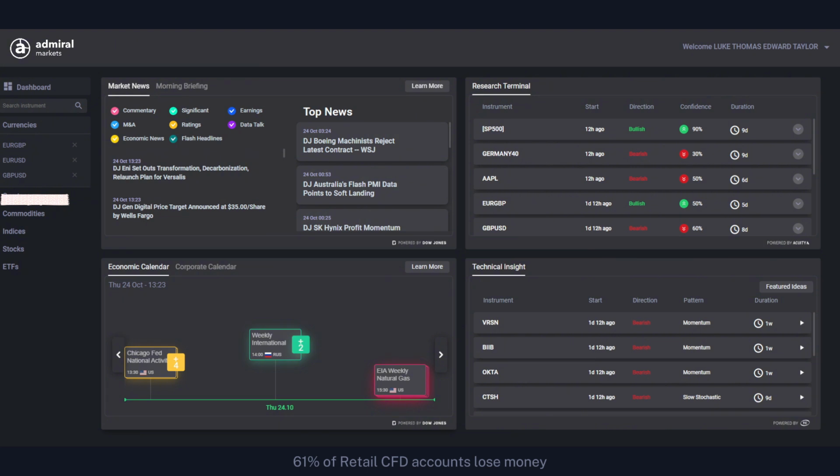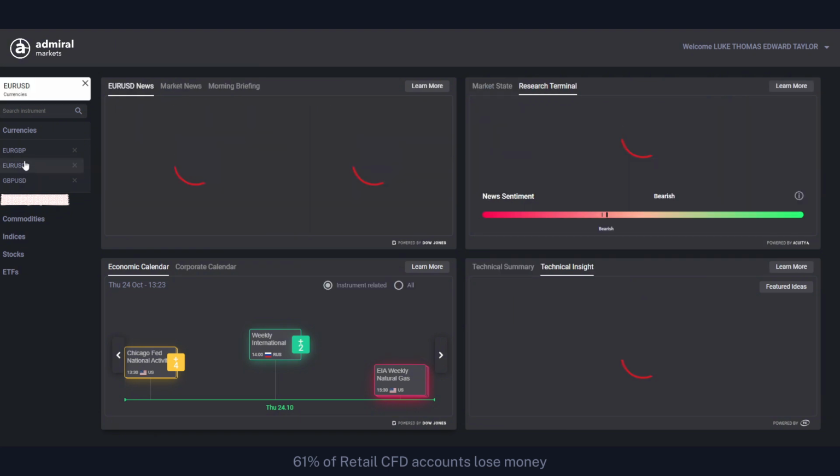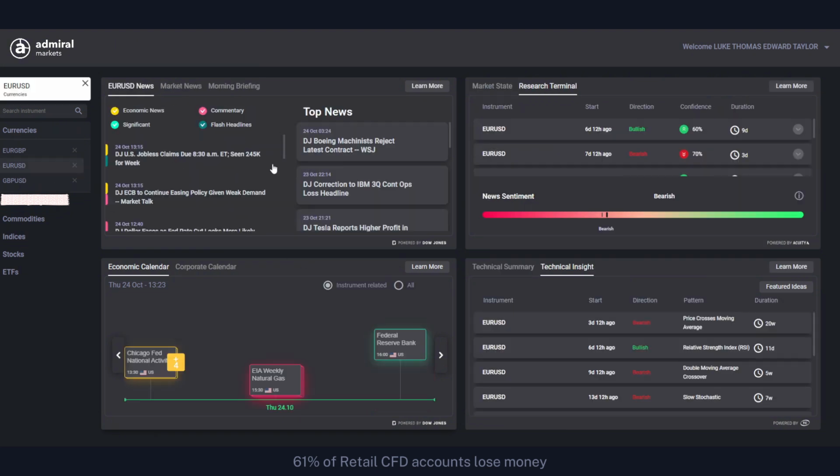Now, as you can see, there's probably lots to look at, and it's probably quite overwhelming at first glance. But if we just jump into it, first things first, you've got all of this on the left side here. So you've got ETF, stocks, indices, commodities, cryptos. I'm primarily a forex trader, therefore I trade currencies. So for example, if I want to pull up the euro dollar, as you can see, it'll pull up everything related to the euro dollar.